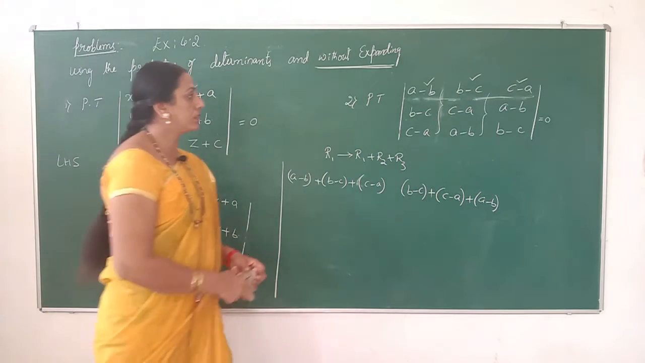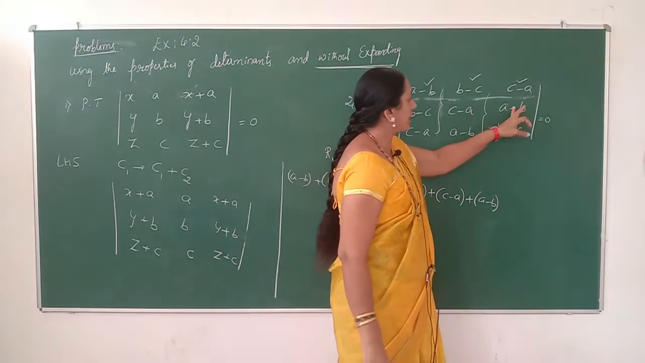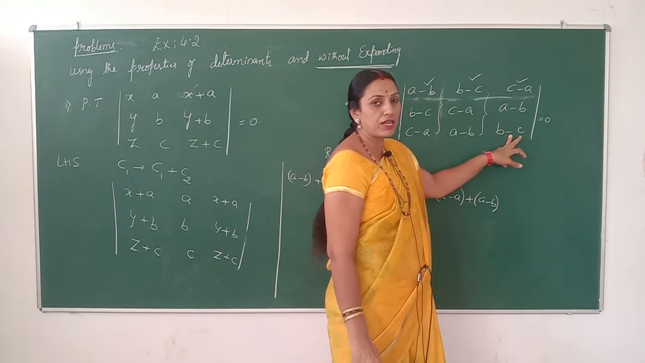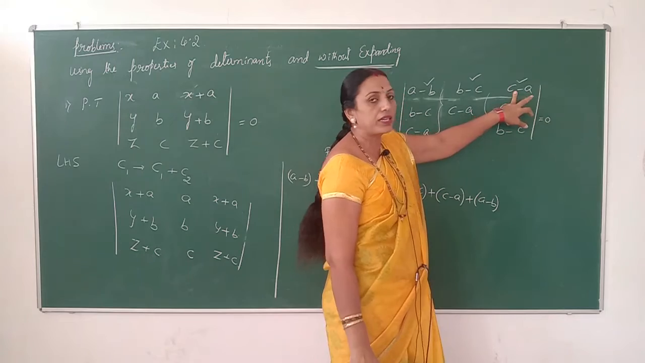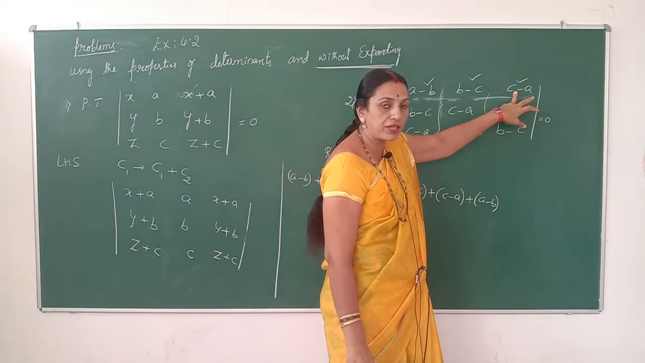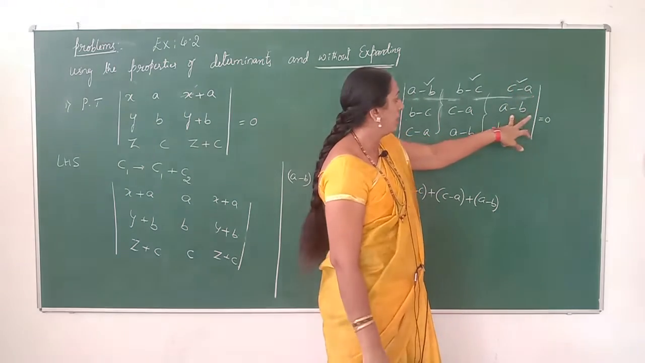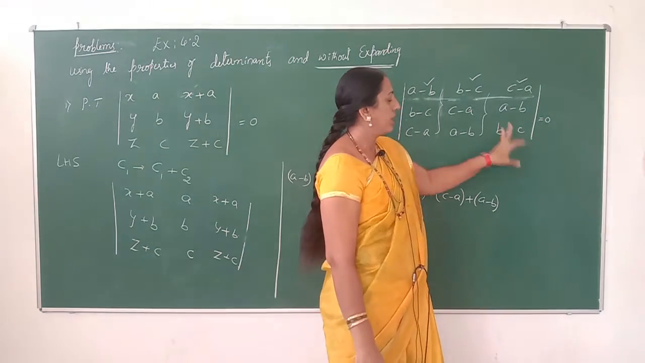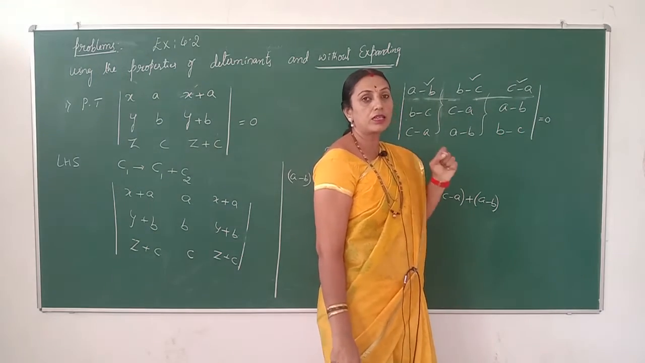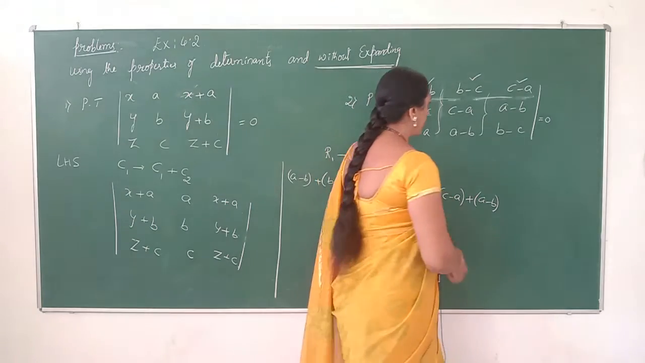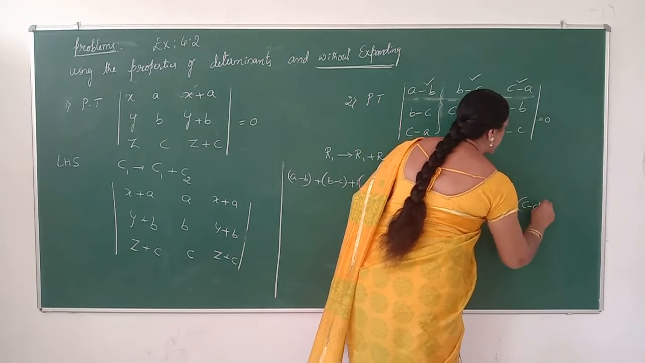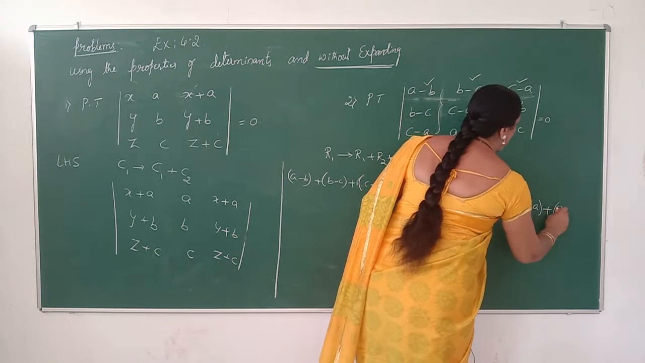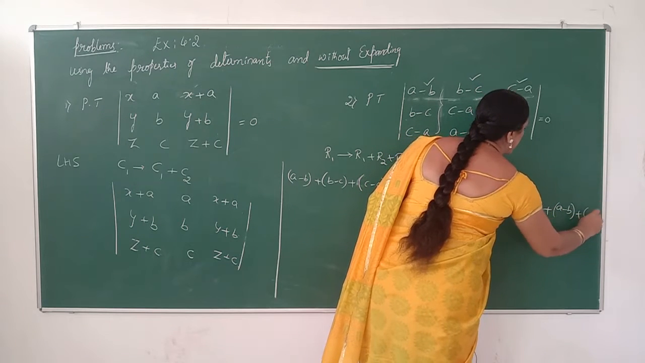Similarly, the third column. So if these are the corresponding elements of the third place, C minus A is the third element of the first row, A minus B is the third element of the second row and B minus C is the third element of the third row. Now these also get added. C minus A plus A minus B plus B minus C.